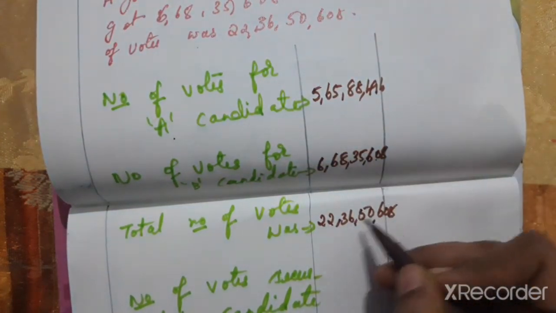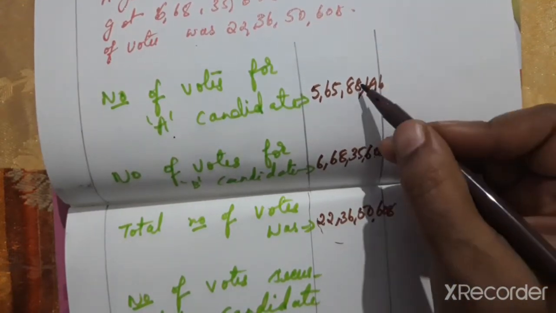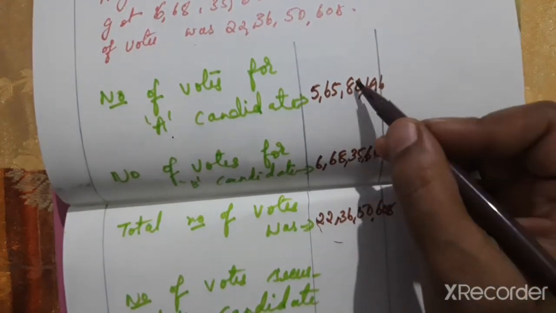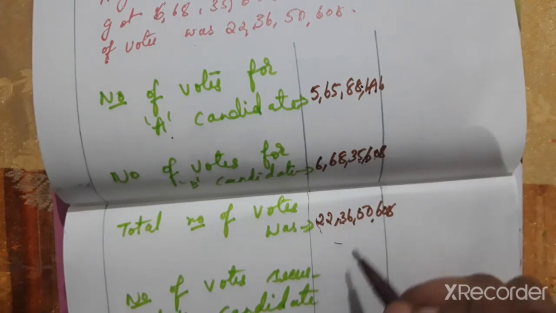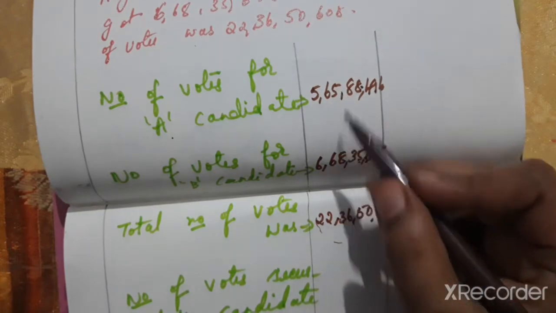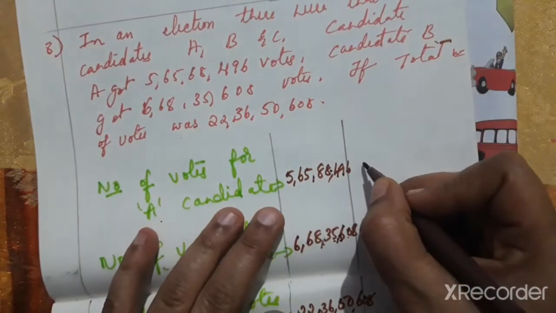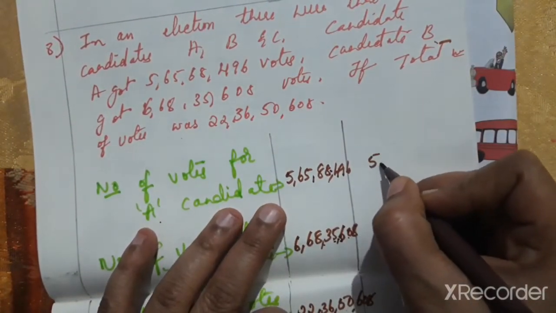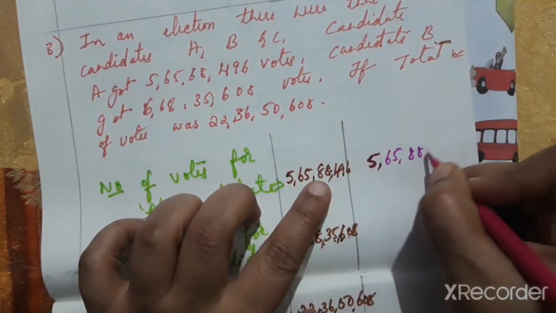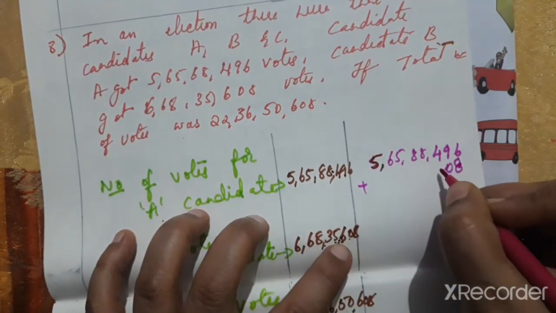So this is the total number of votes. We have to add these two, the votes secured by A and B, then subtract that from the total number of votes. So first add these two. Here, 5 crore 65 lakh 88,496 plus 6 crore 68 lakh 35,608.